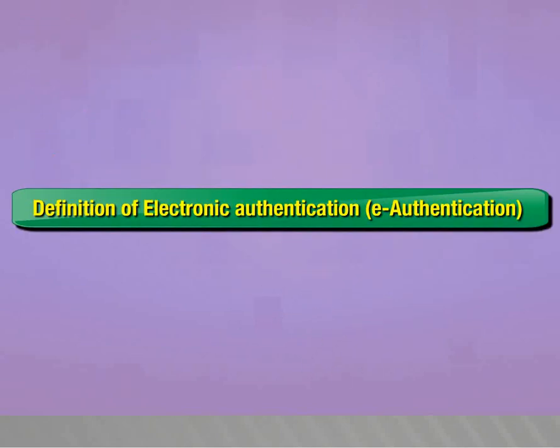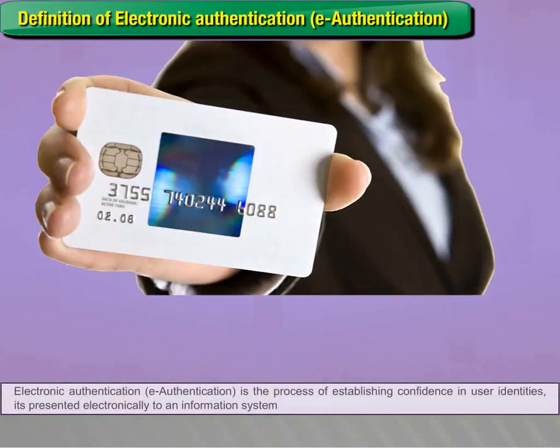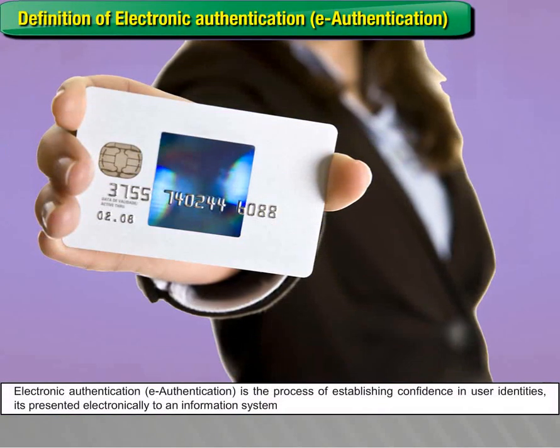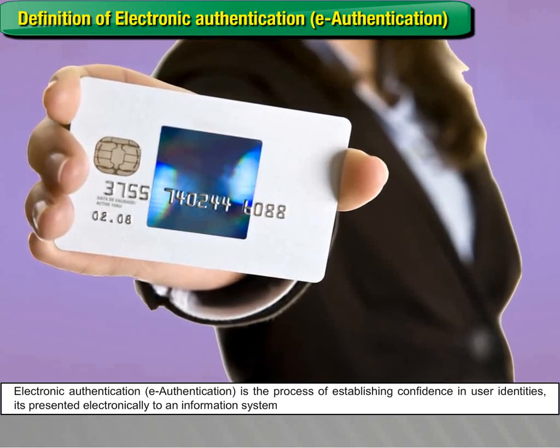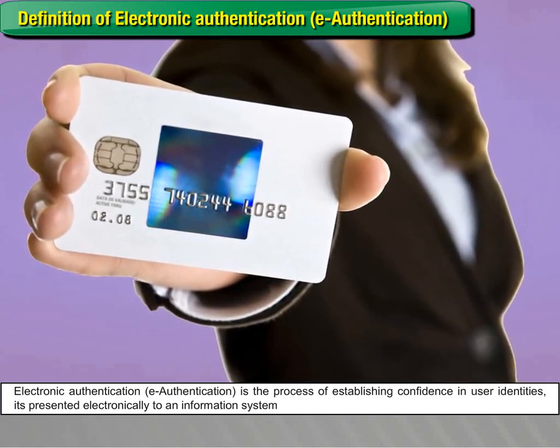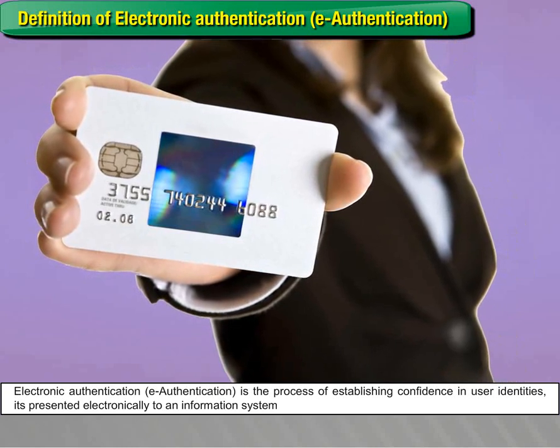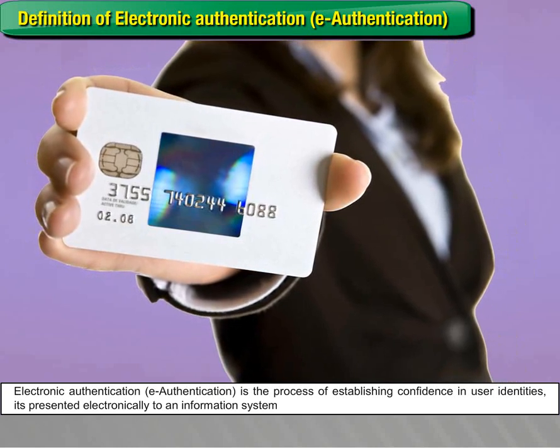Definition of electronic authentication, that is e-authentication. Electronic authentication, e-authentication, is a process of establishing confidence in user identities. It's presented electronically to an information system.